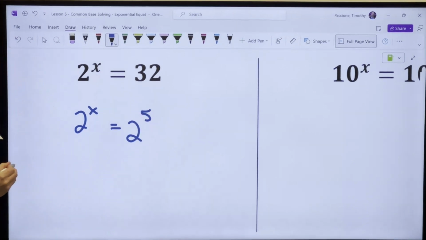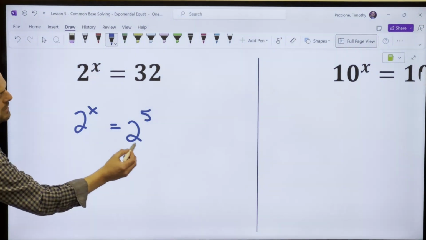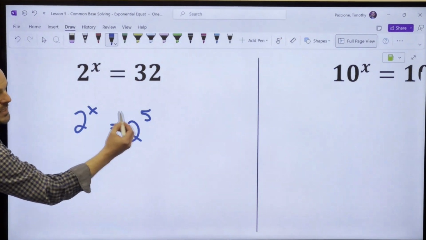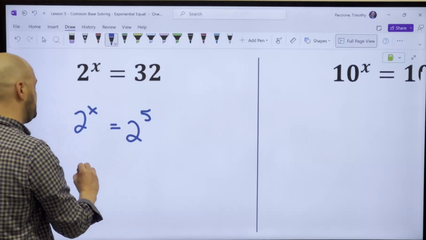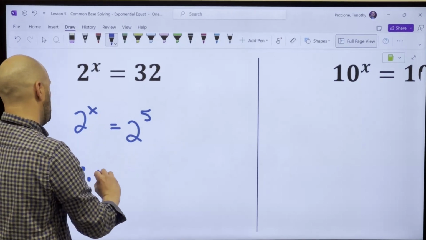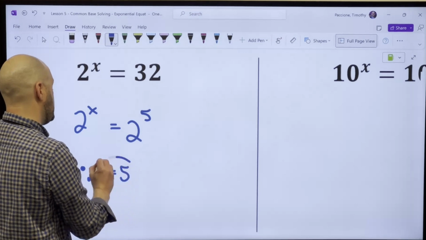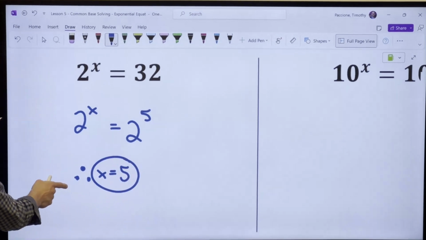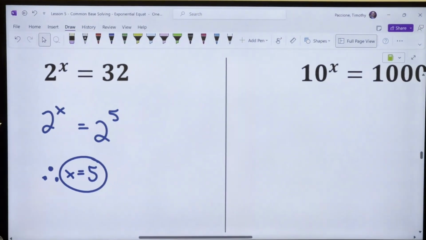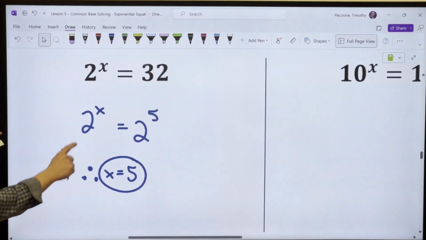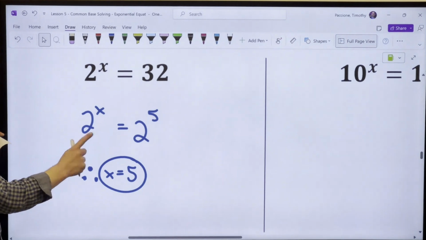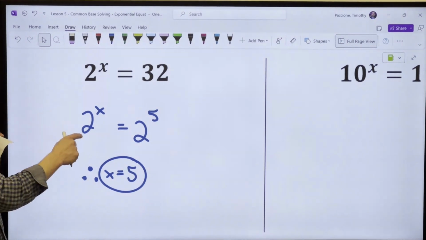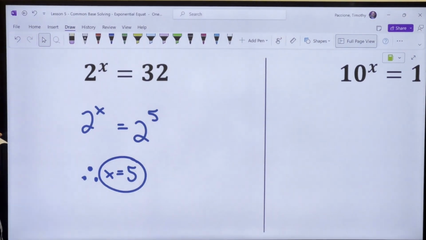And once you get it that far, same base, right? You know that these have to be the same. Therefore, you know that x is 5. Therefore, x equals 5. You could, if you want, say 2 to the x equals 2 to the 5. And because the bases are the same on both sides, I know that x must be 5.